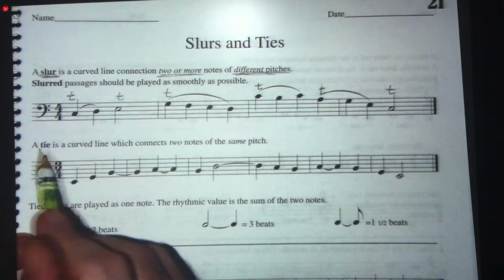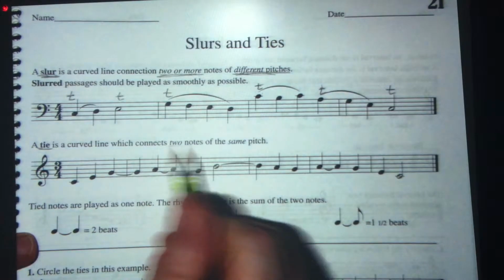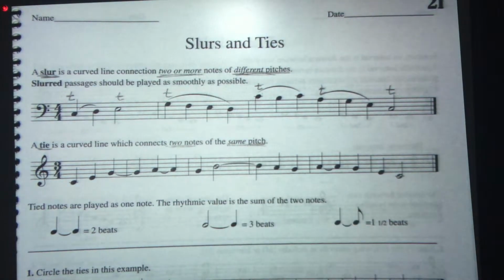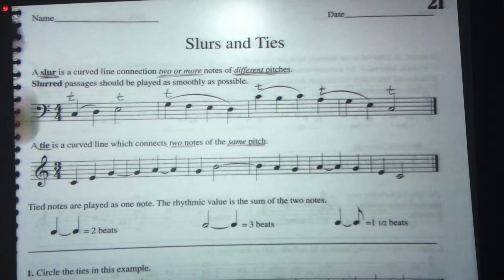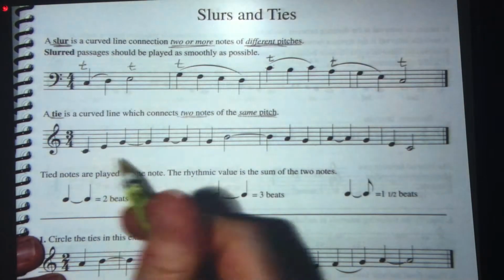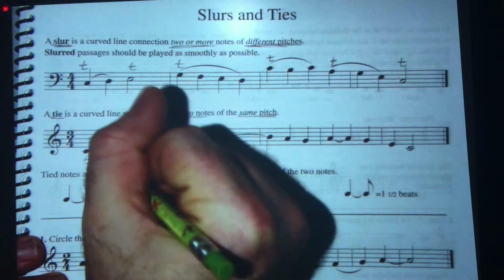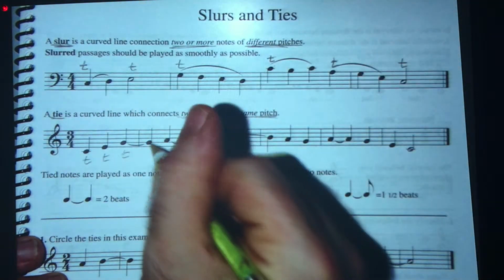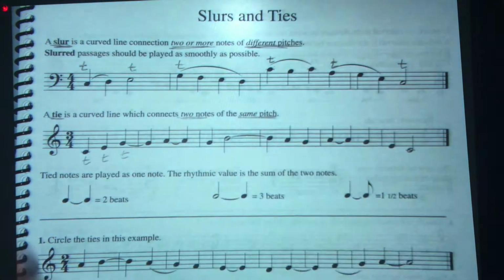A tie is a curved line which connects two notes of the same pitch. And of course, I hope you learned this probably in Unit 2. We do a lot of slurs in Unit 4 in the performance book. So, we would tongue here, tongue here, tongue here, not tongue here, it's the same note. So that's actually a duration. That would sound do, do, do, do, do, do. That's it.